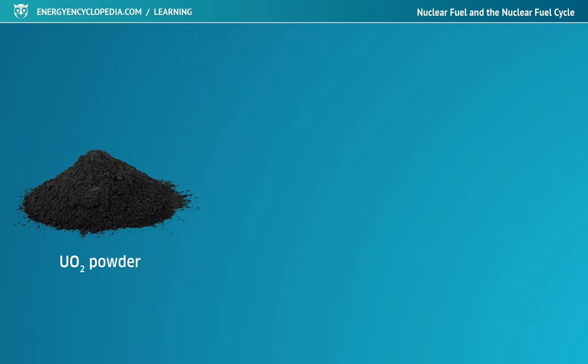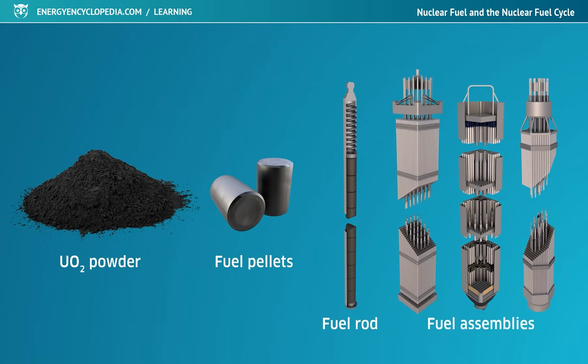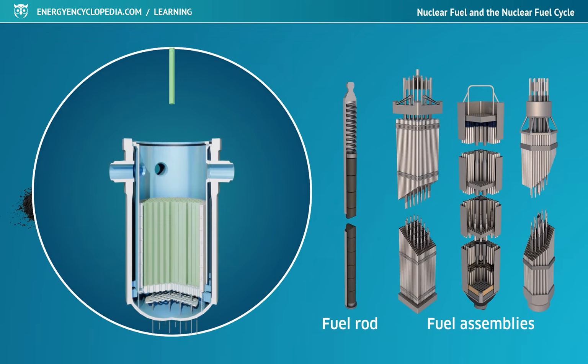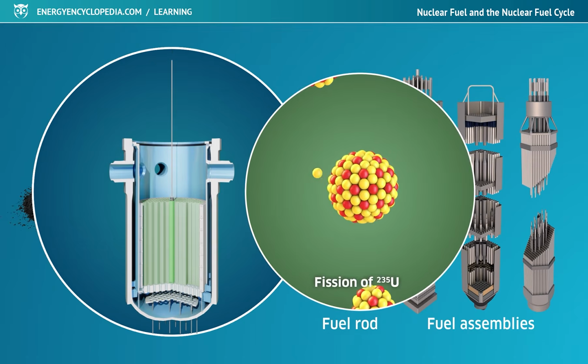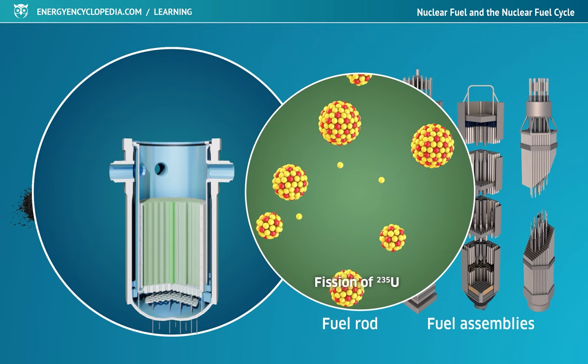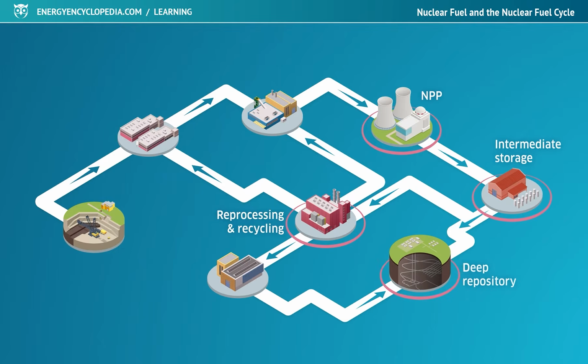The next step is the actual production of fuel pellets, rods, and assemblies, depending on the type of reactor for which they are intended. After fresh fuel is brought into the reactor, its fission releases energy for several years, which is used to produce electricity. Spent fuel is temporarily stored and cooled in intermediate storage and reprocessed. The life cycle of nuclear fuel is completed when it is permanently stored in the final deep repository.